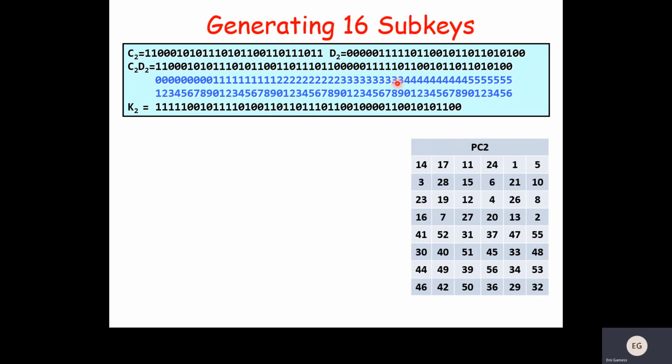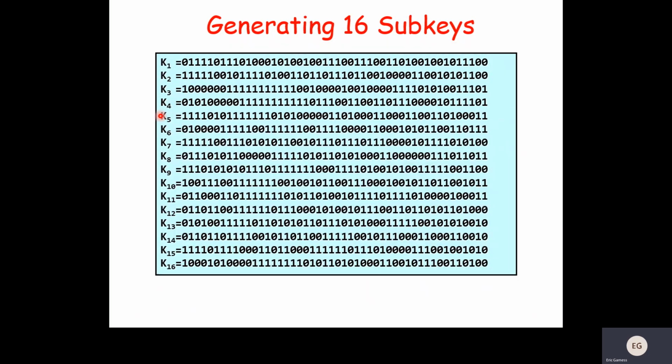There is an example here of how to compute the second subkey. Of course, you have C2, D2, you concatenate them, then you apply PC2 and you will get the subkey, key 2. So here are the results. We will get the 16 subkeys, and we need 1 subkey for each iteration. Remember that we are going to do 16 iterations.